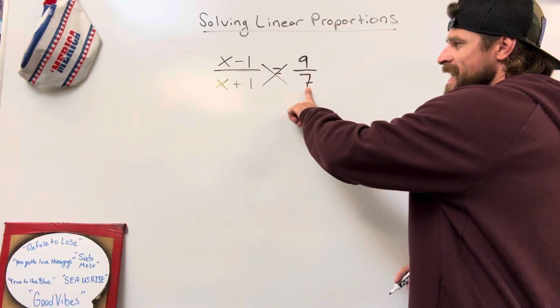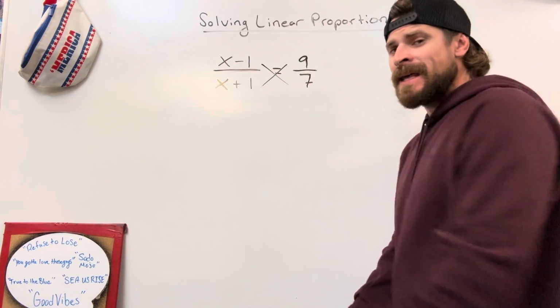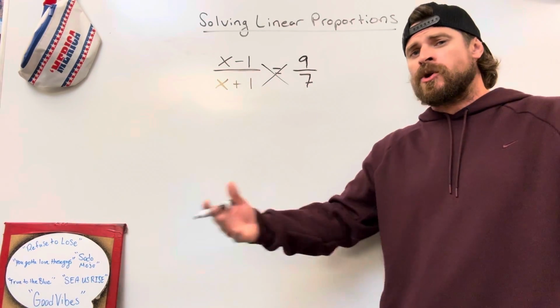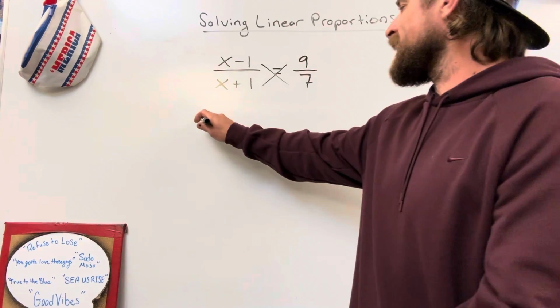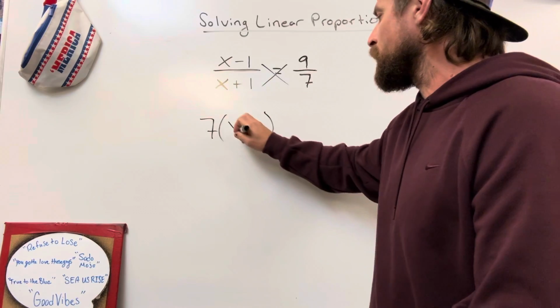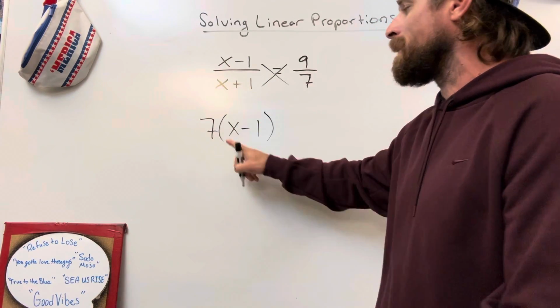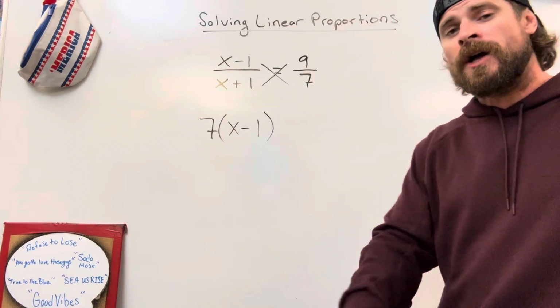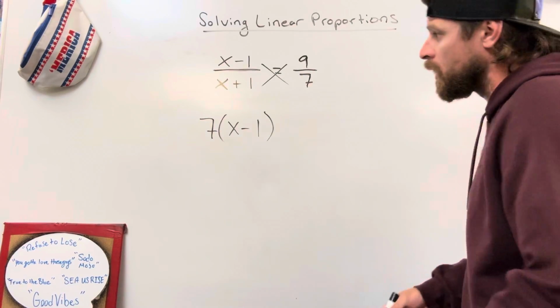So when I'm taking this 7 and multiplying it by the top here, that needs to multiply by both of those terms. So how would I represent that? I'm going to say 7, but I need to put the x minus 1 that we see up here in parentheses because I need 7 to multiply by both x and -1. We call that the distributive property. You probably know all about it.